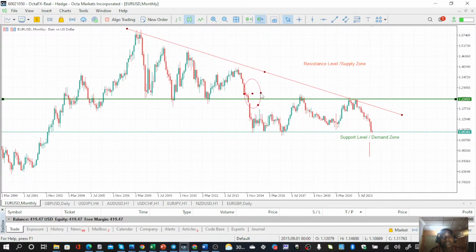Now look at this level. That's the level where the breakout occurred, and price fell, which means this support level became weak as price kept touching it consistently. The more price puts a footprint on a particular level, the weaker the level gets.